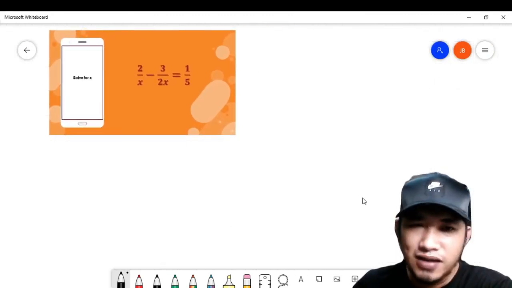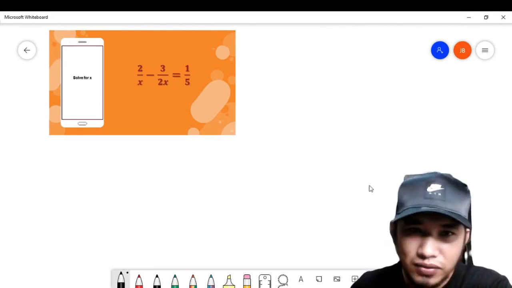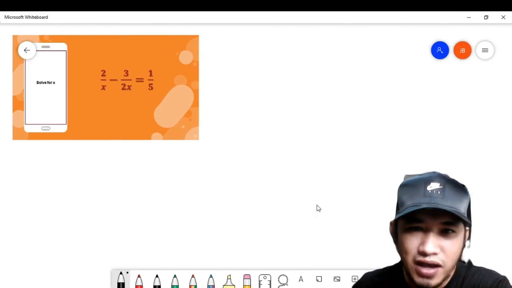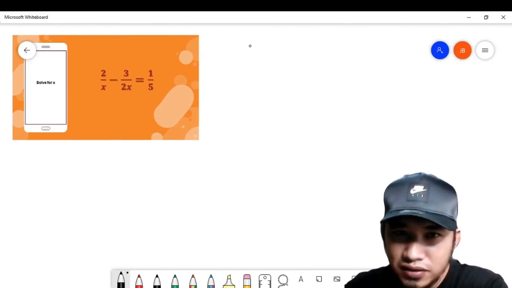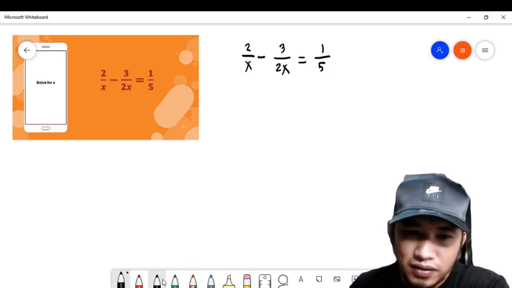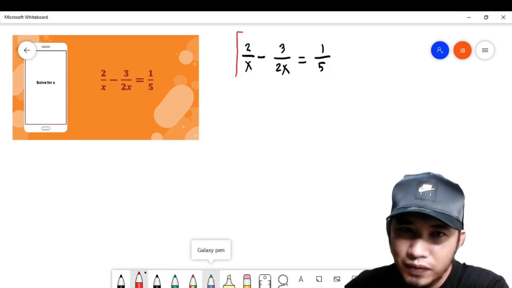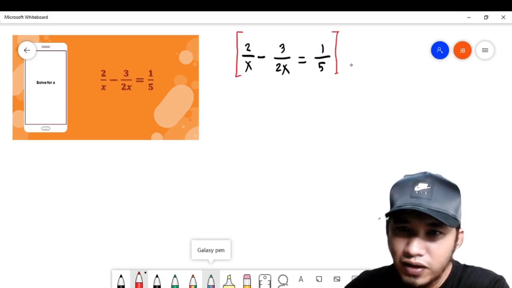Okay, next, again, solve for x. So, again, first things first, guys. Copy the problem. Okay, 2x minus 3 all over 2x is equal to 1 over 5. So, ano ba? Okay. Papalitan ko yung kulay. Ito na yung gagawin natin agad-agad.